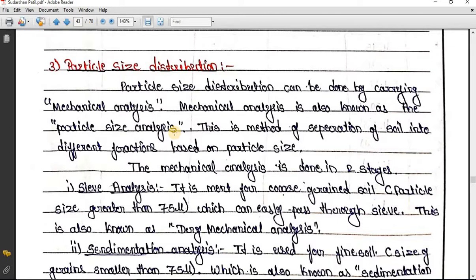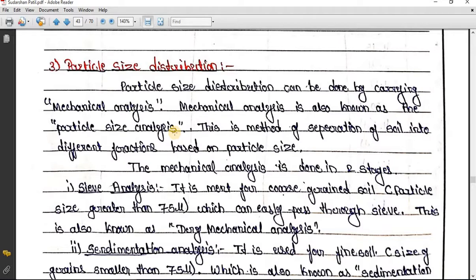I will tell you. Particle size distribution is nothing but, if I take a small amount of soil, it contains different sizes of particles. Am I right? So it contains different sizes of particles. For example, I will give you an example of coarse grained and fine grained soil.